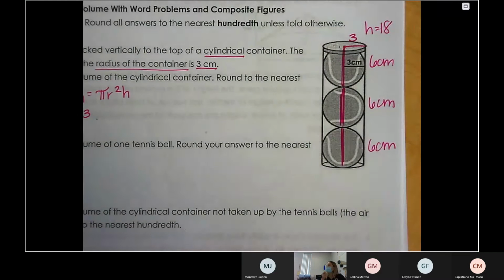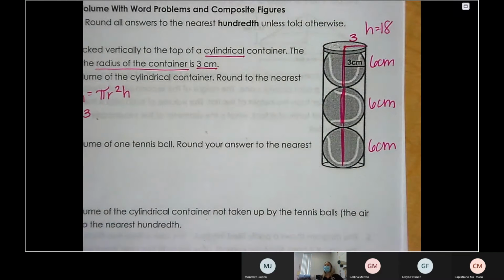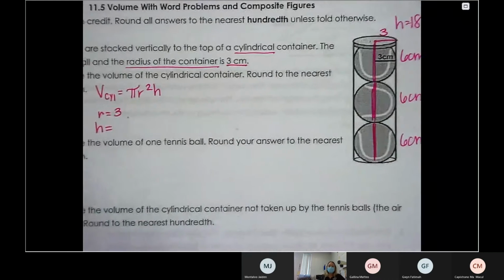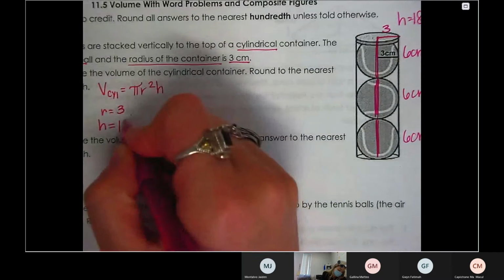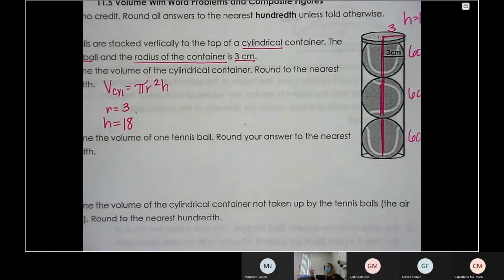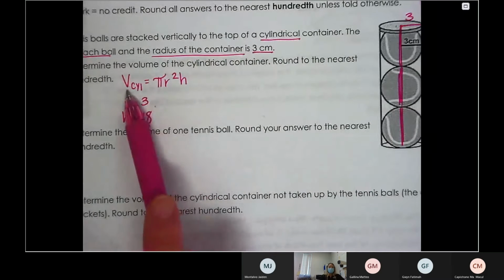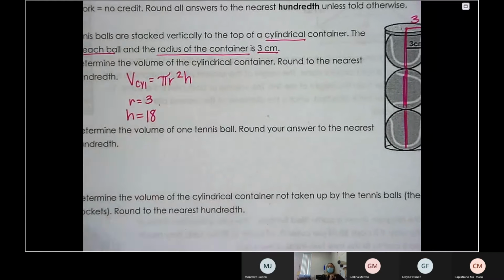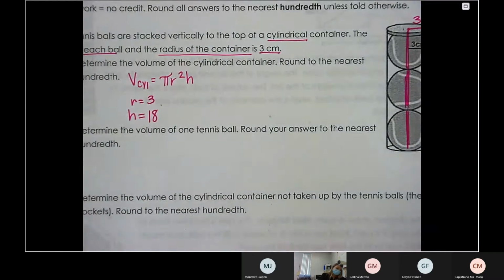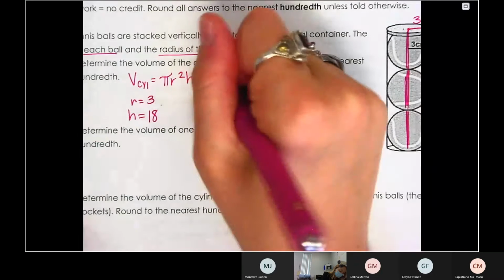Very nice. So that's not going to be given to you. Stuff like that is going to have to be stuff that you figure out on your own. So the height is 18. All right, so now you've got the radius, you've got the height. You should be able to figure out the volume of the cylinder. So take your calculator, plug it in. Let's see if we get the same volume of a cylinder.